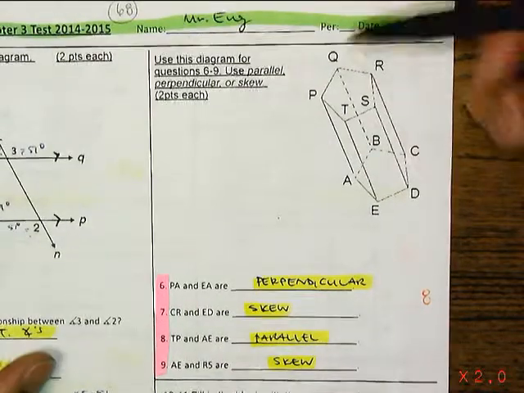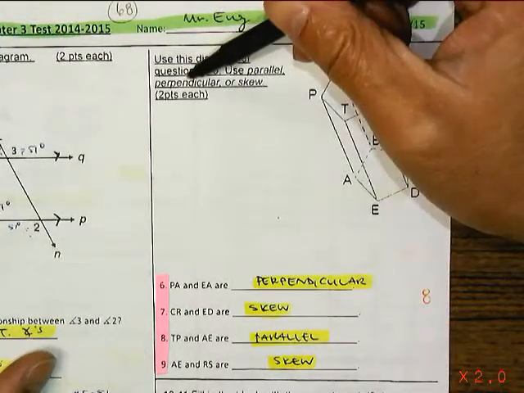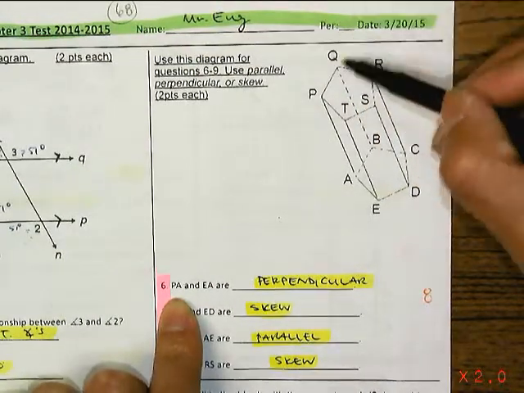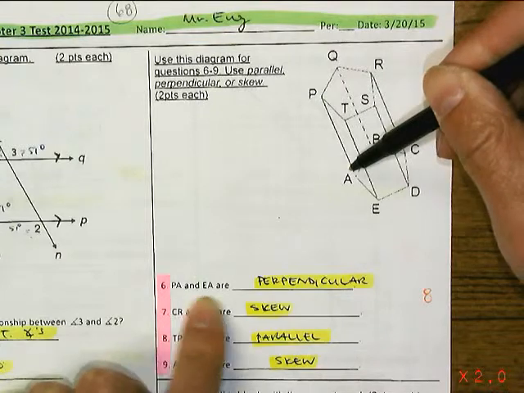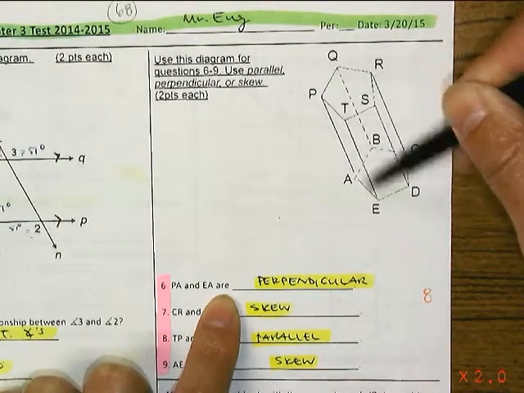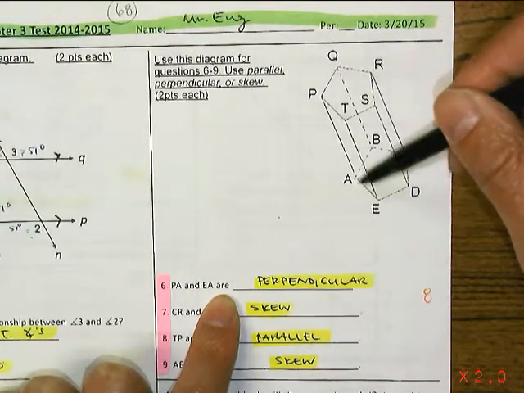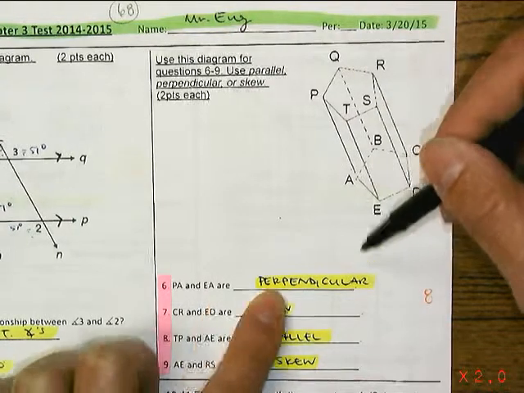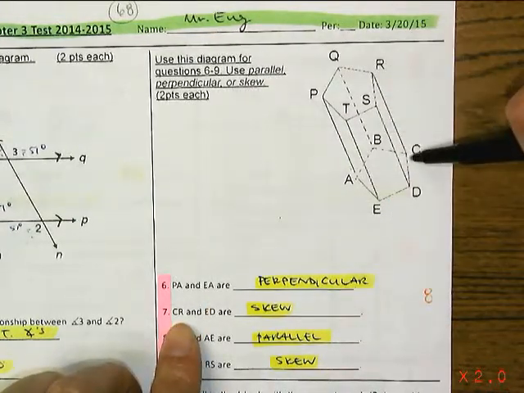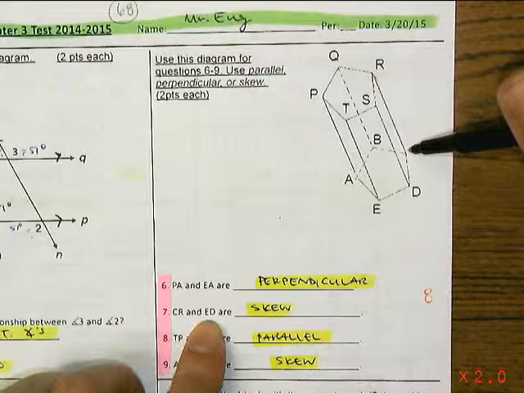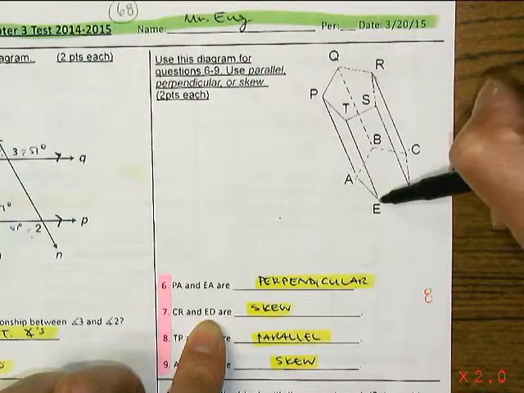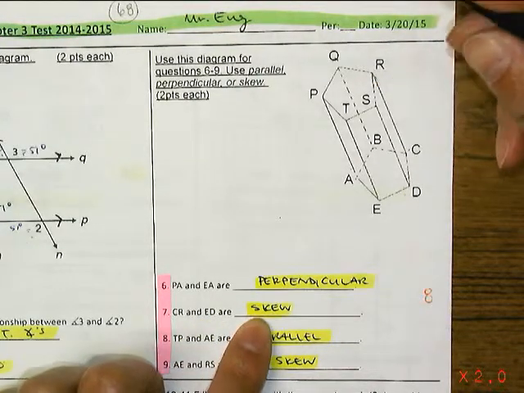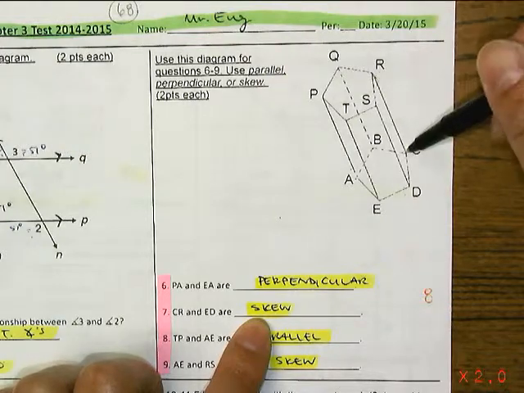Use this diagram for questions 6 to 9. Use parallel, perpendicular, or skew. PA, so I have a segment there, and EA. Notice how they will intersect, therefore in this three-dimensional object, this will be perpendicular. CR and ED. The idea is that they are skew, which means they will not intersect.